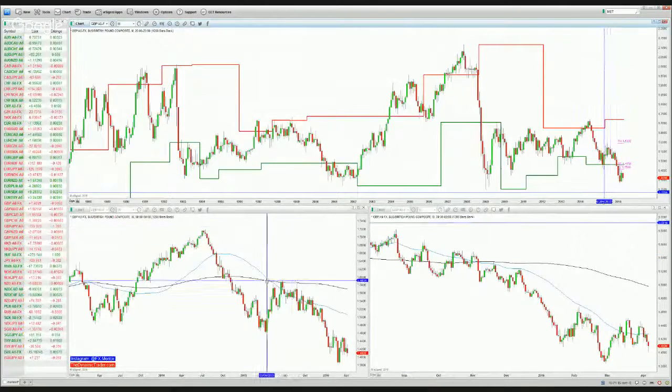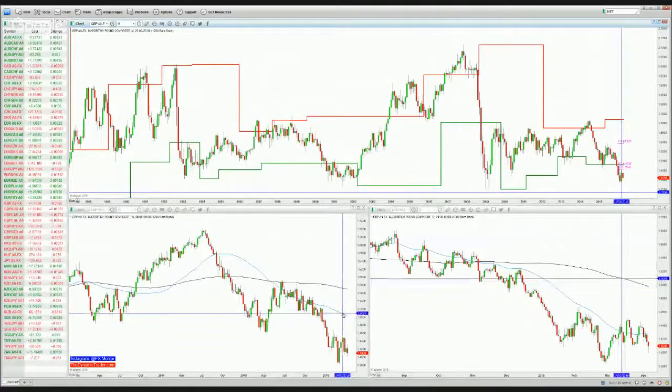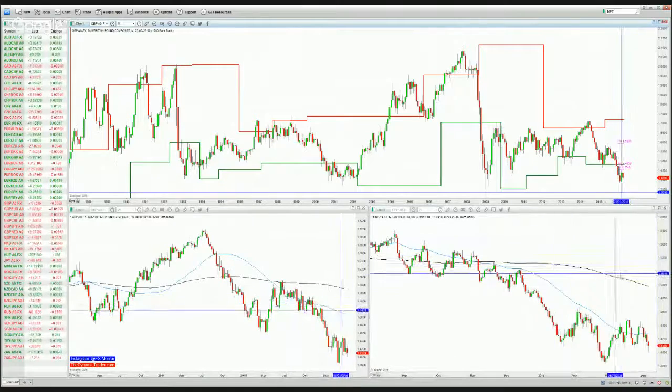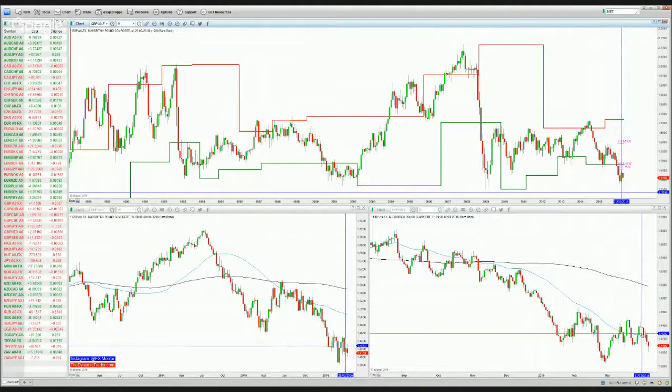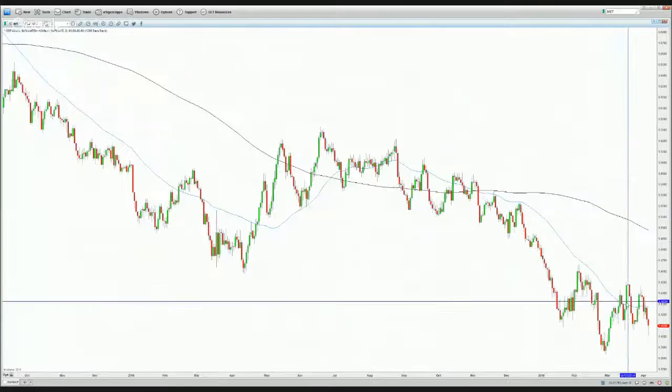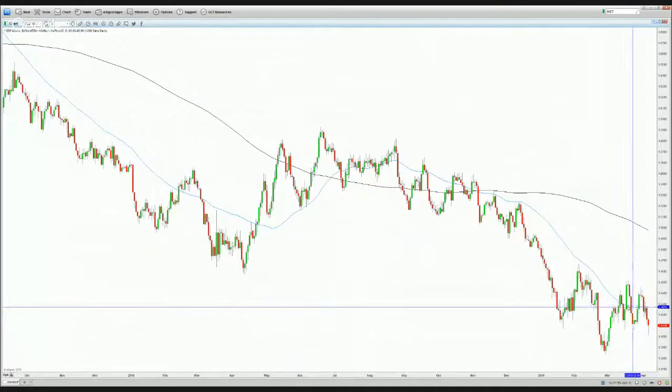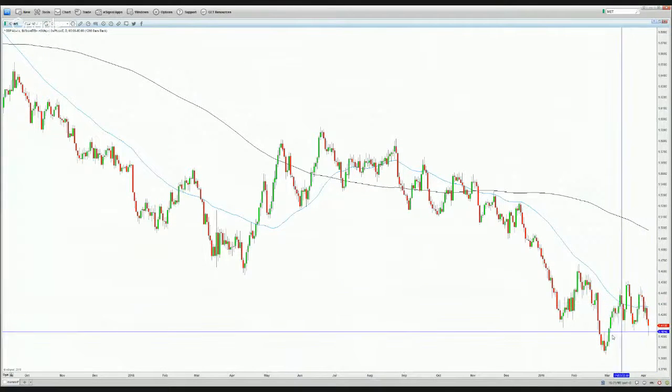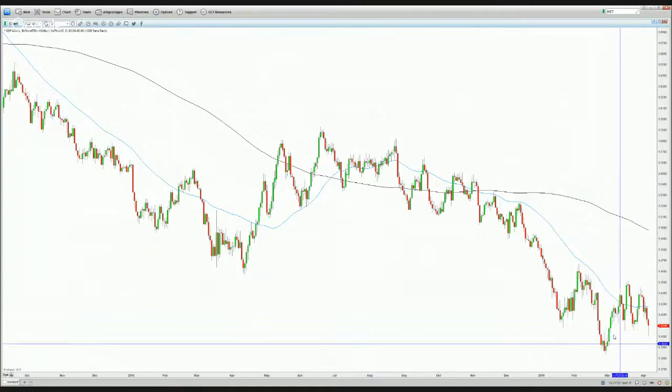Weekly, trading below the 200, trading below the 50. Daily, trading below the 200, trading below the 50. So we do have alignment, which is good. But if you look at the 50 moving average, very flat. The reason why it's very flat is because price is just going sideways, and we can see that. It's just kind of stuck in a messy consolidation.